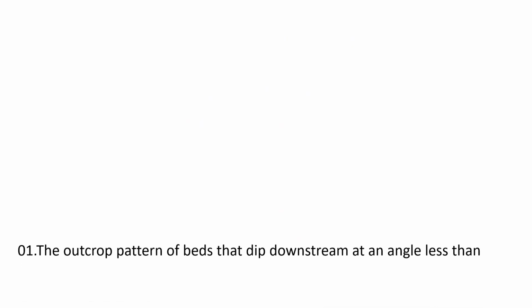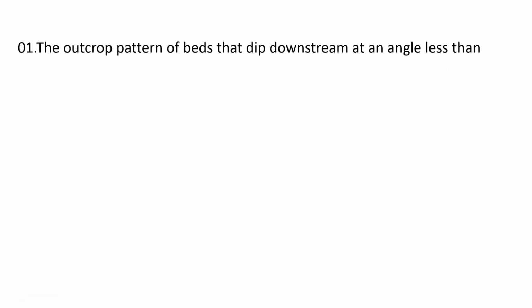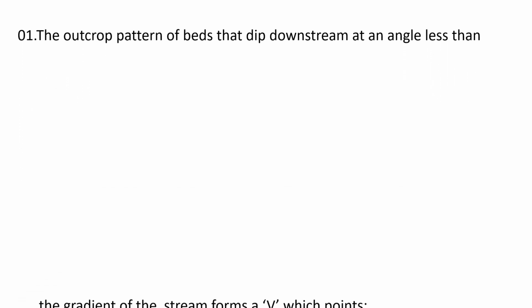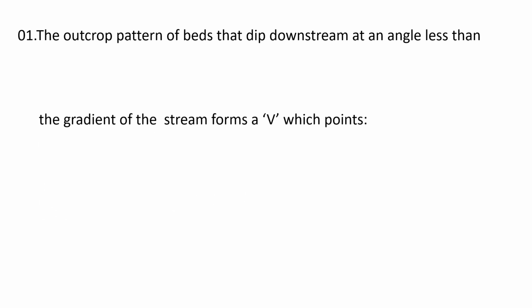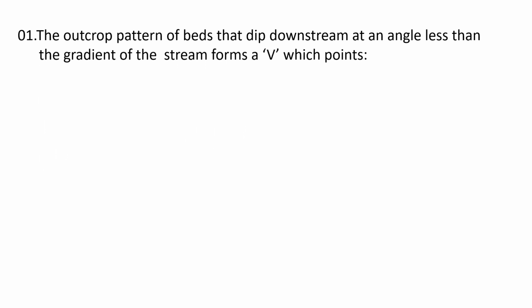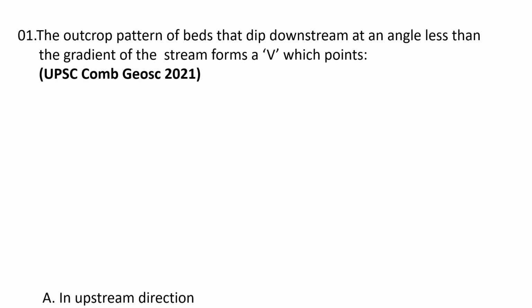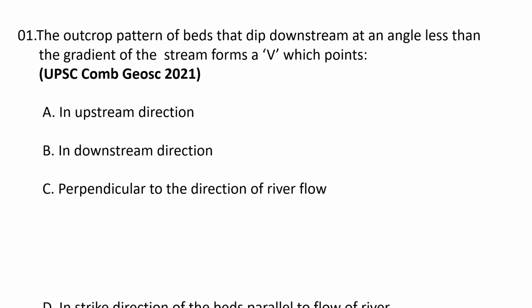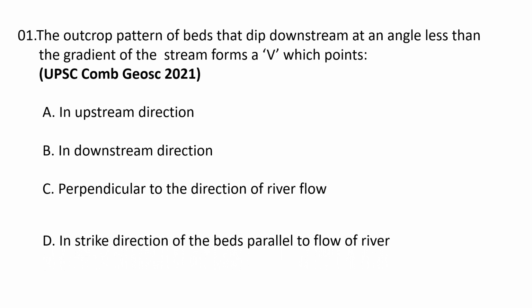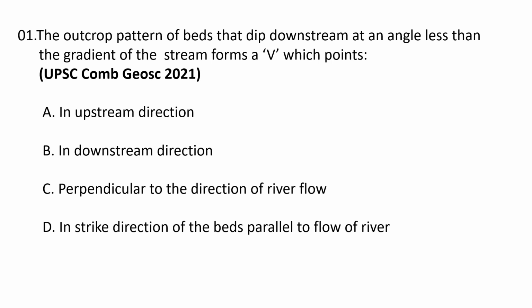Coming to the first question. The outcrop pattern of beds that dip downstream at an angle less than the gradient of the stream forms a V, which points: A, in the upstream direction; B, in the downstream direction; C, perpendicular to the direction of the river flow; and D, in the strike direction of the beds parallel to the flow of the river. So the correct option is A, in the upstream direction.